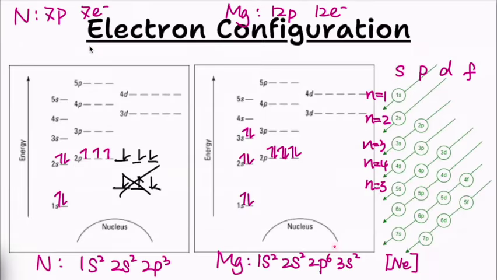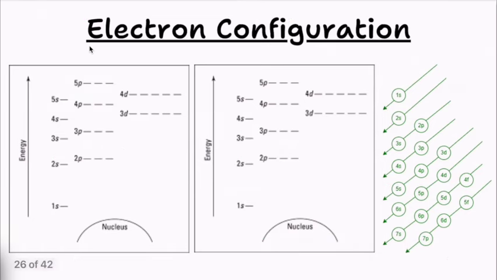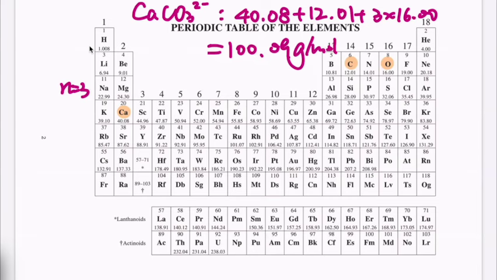So I just need to start from here. So it's bracket neon and then 3s2. So this is an abbreviated form of the electron configuration, and both of them are completely correct. Both are correct. Okay, next, why don't we try to draw the electron configuration of calcium 2+.